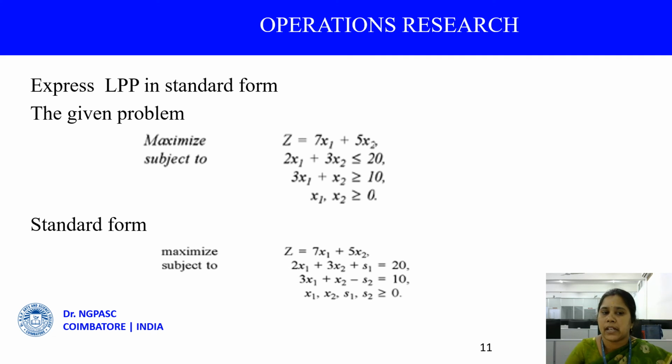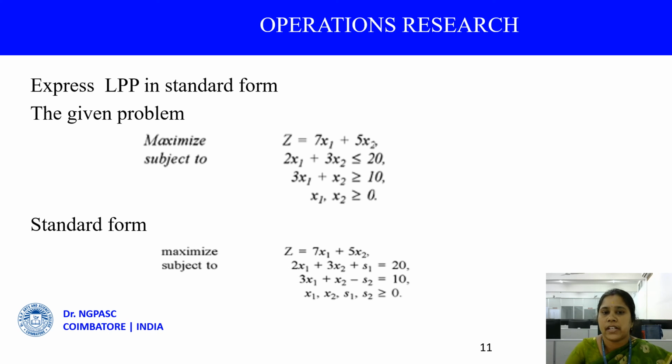Here the problem is converted into standard form. The objective function is maximization type. Therefore, the objective stays the same: maximize Z = 7x1 + 5x2. In the constraints, the first equation is of less than or equal to type, and the second equation is of greater than or equal to type.